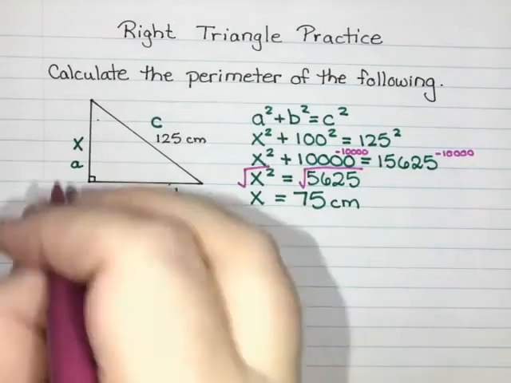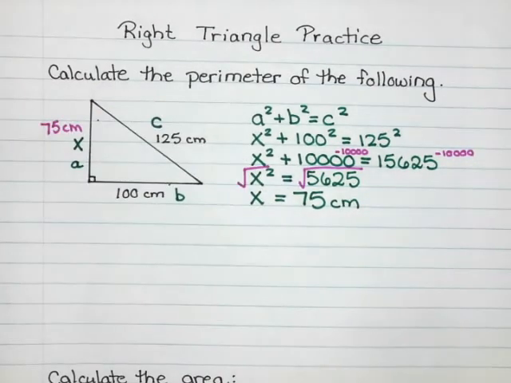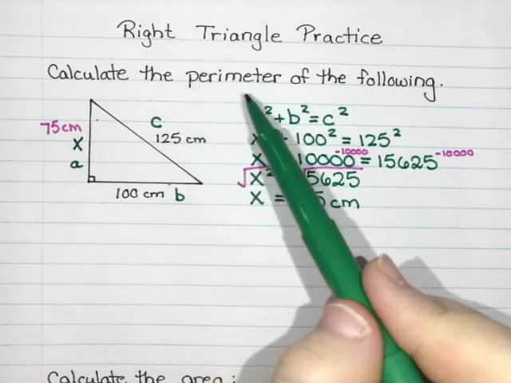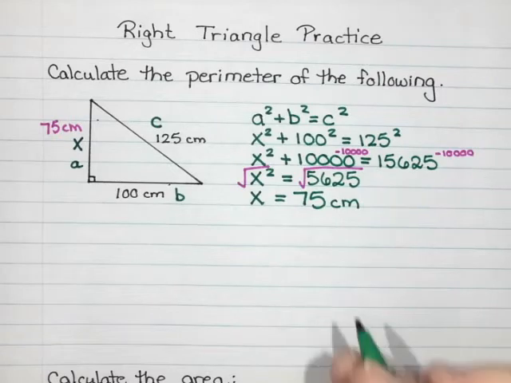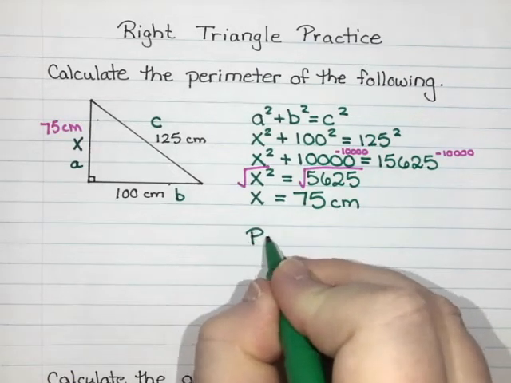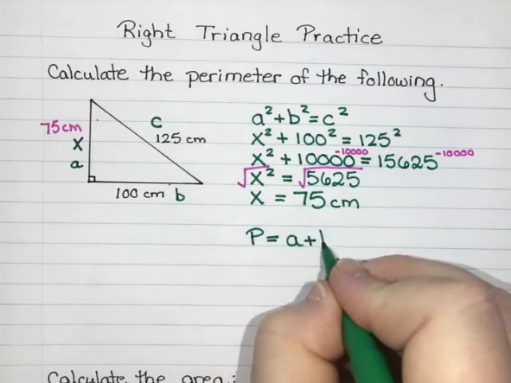So that means this side here is 75 centimeters. So the question didn't just ask me to find that side, the question asked me to find the perimeter. So there is one more step to this question. I do actually need to calculate the perimeter. So perimeter in this case is just my 3 sides added together. So A plus B plus C.